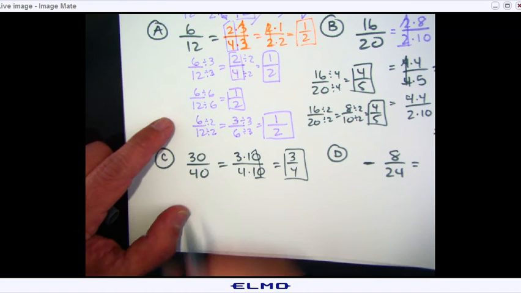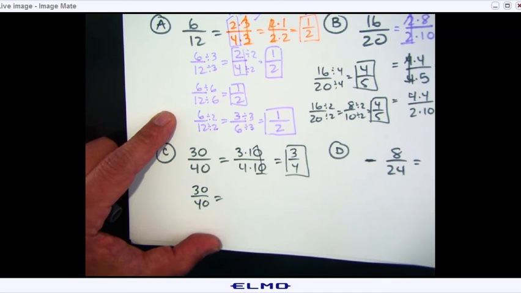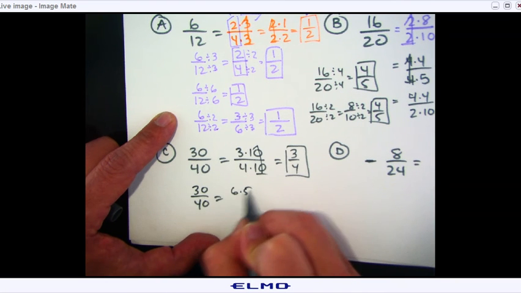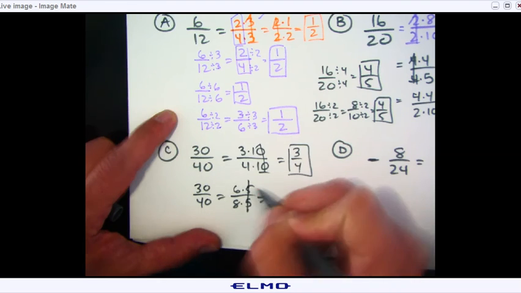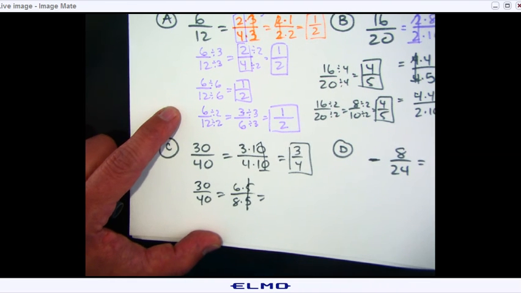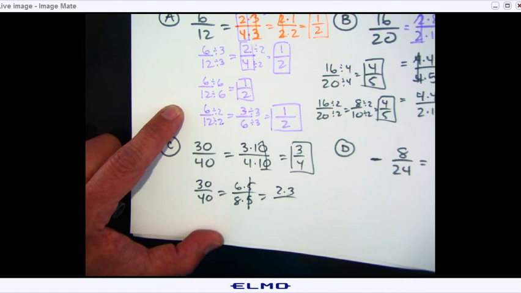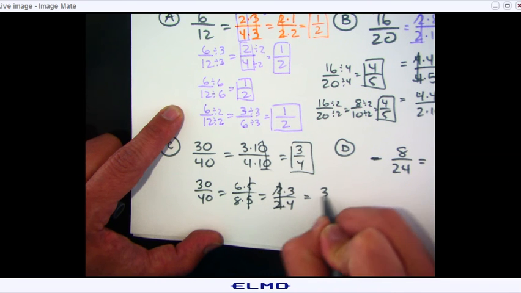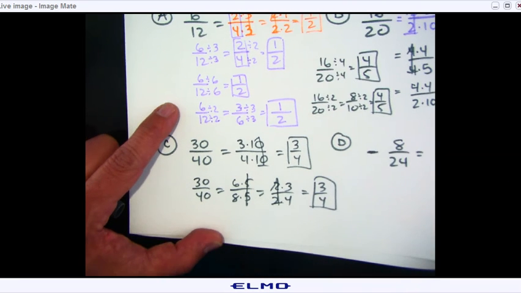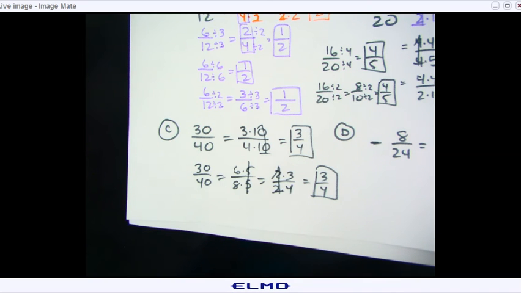Oh, mister, I know how to do it. What do we do? Okay, 30 is 6 times 5. And 40 is 5 times 8. And giant 1 is 5. And I can still break down the 6 and the 8 because 6 is 2 times 3, and the 8 is 2 times 4. And there's your giant 1. And then I got 3/4. Very good. Wow.